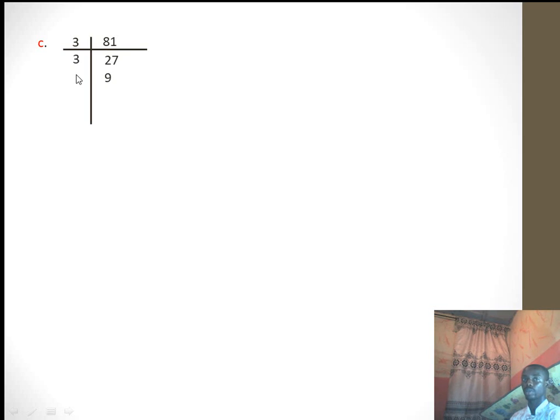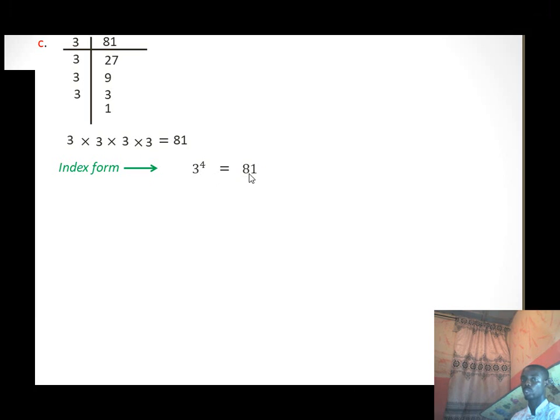Now you come here again, make use of 3. 9 divided by 3, our answer is 3. So it looks like we're using 3 all through here. Make use of 3 again, divided by 3, that is going to be 1. So writing out everything we have here, that is 3 multiplied by 3 multiplied by 3 multiplied by 3, that is 81. Now in index form, we are having 3 all through 4 times. So that is going to be 3 raised to the power of 4 equals 81.